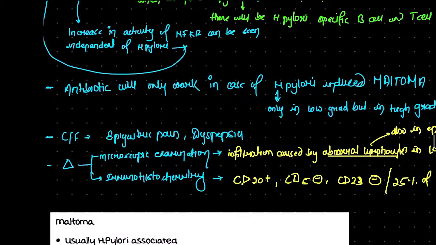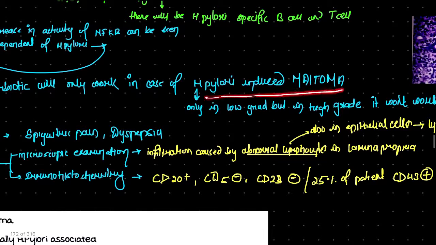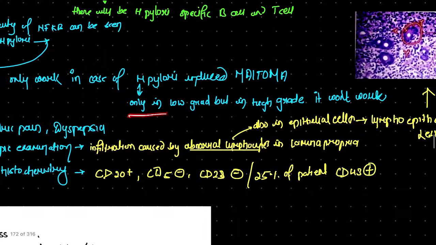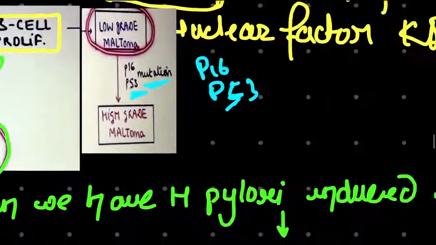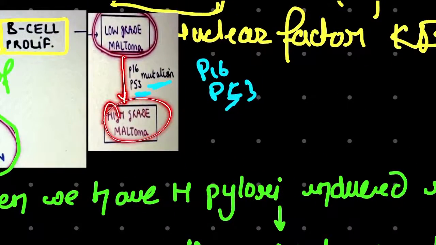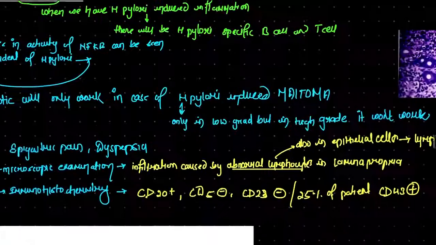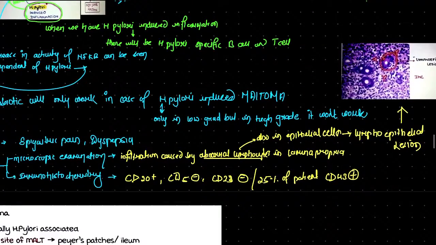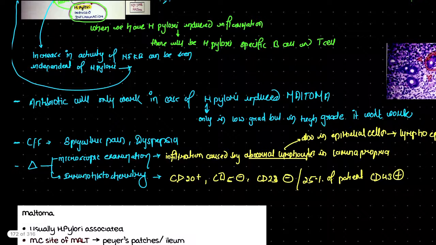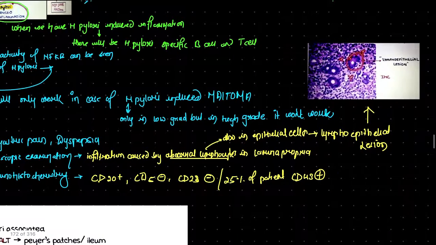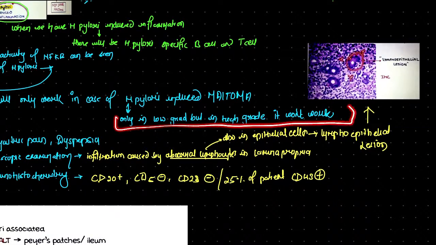Look, what I said is antibiotics will work in case of H pylori induced maltoma, just in H pylori induced maltoma, and only in low grade. This is specific for low grade, right? If it goes through mutation and converts into high grade, then at this time there will not be any work of antibiotics. Only in the low grade, but in high grade it won't work.